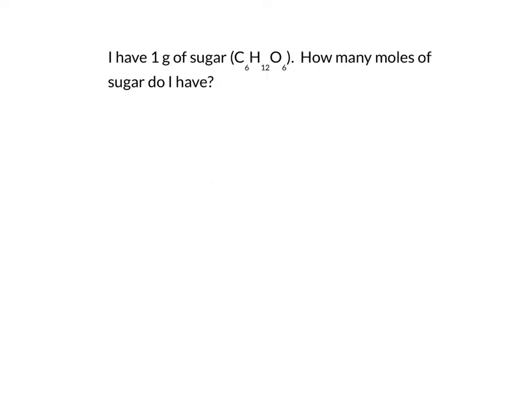Let's use this example to see how this conversion works. I have 1 gram of sugar, so I've measured out in the lab 1 gram of sugar. Sugar has this chemical formula. How many moles of sugar do I have? So I need to get from this mass to moles, and the conversion factor between mass and moles is the molar mass of the substance. Therefore, the first thing I'm going to need to do is calculate the molar mass of sugar so that I can use it to convert from mass to moles.